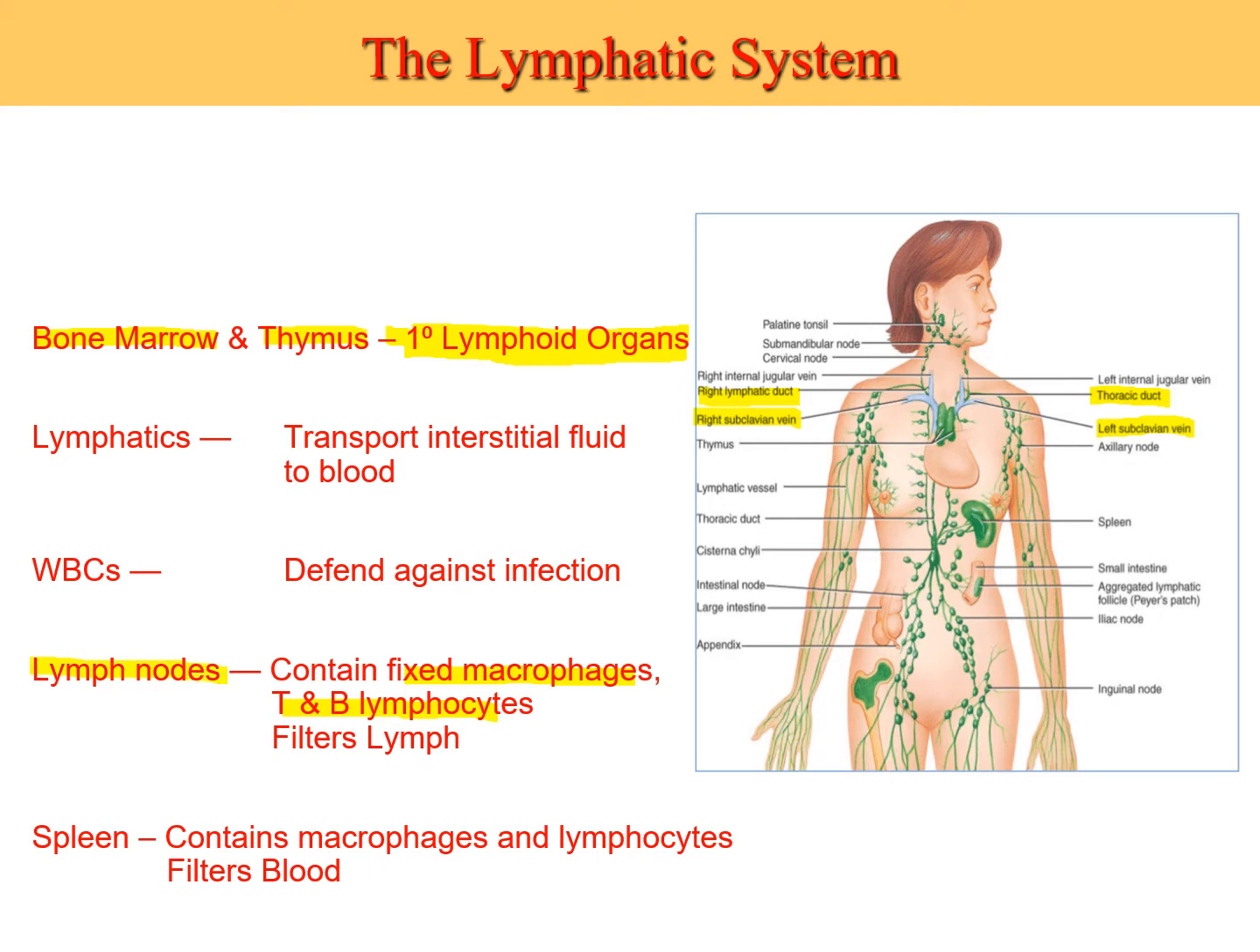The spleen, on the other hand, is also part of the lymphatic system. Lymph nodes, by the way, and spleen are secondary lymphoid organs, meaning that that's where the mature cells can carry out their function. So the spleen contains macrophages and T and B lymphocytes, and it helps to filter the blood. So it's monitoring the blood for any foreign target antigens that might be present.